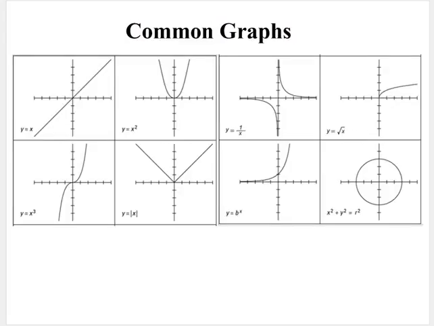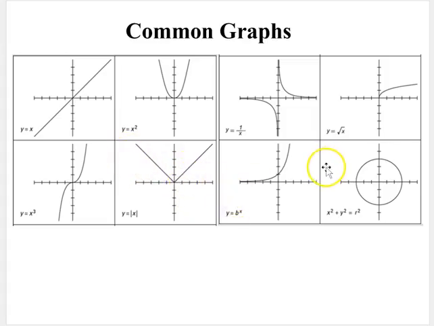So here are some common graphs that you really should know. We have our linear function here with a slope of 1. Notice it's in slope-intercept form. It has an intercept of 0, and it has a slope of 1. Your basic parabola, y equals x squared, you should know that one. You should also know your basic cubic function, y equals x cubed, and your absolute value, which looks like a v.